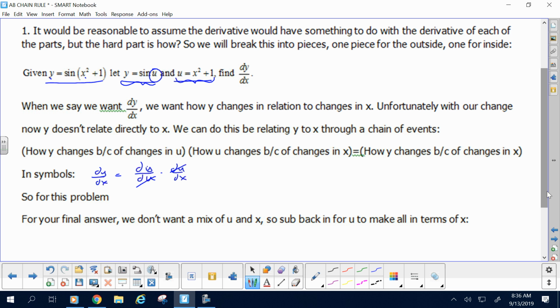So for this problem then, dy/dx is... now let's talk about what each of those really would be. dy/du: here y equals sine of u. What is dy/du? What's the derivative of y with respect to u? Cosine of u. Follow? And what about du/dx? Here's u as a function of x. If I take the derivative of u with respect to x, it's 2x.